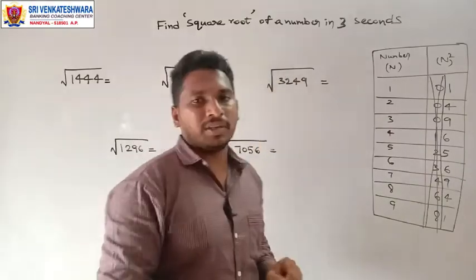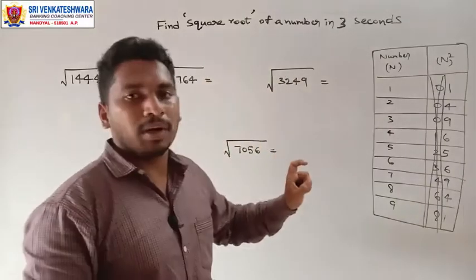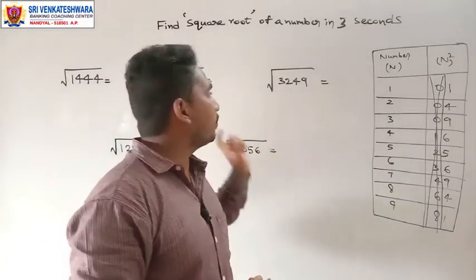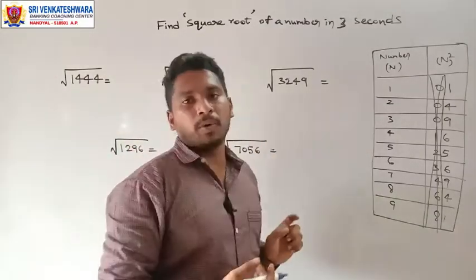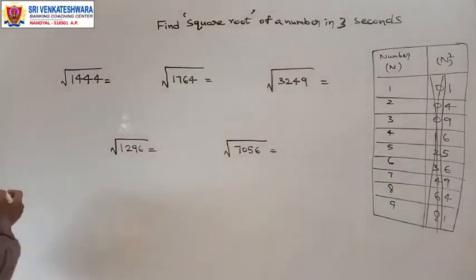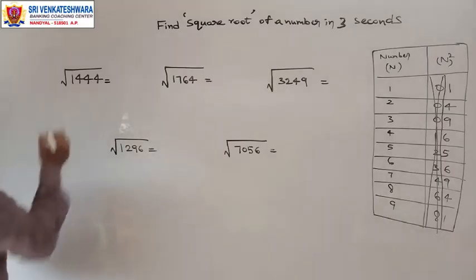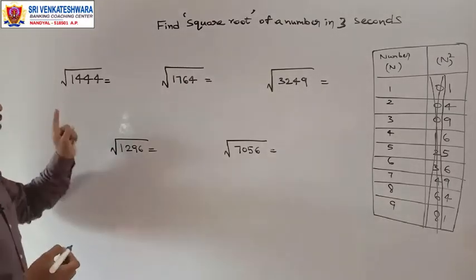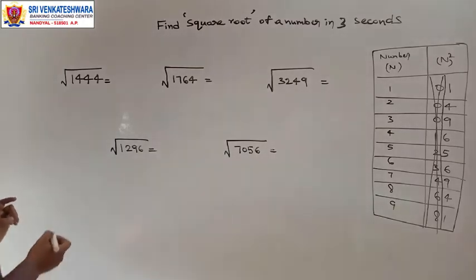Now let us see how to use the table and how to solve the square roots of these numbers using this approach. Let us take the first one, that is the root of 1,444.